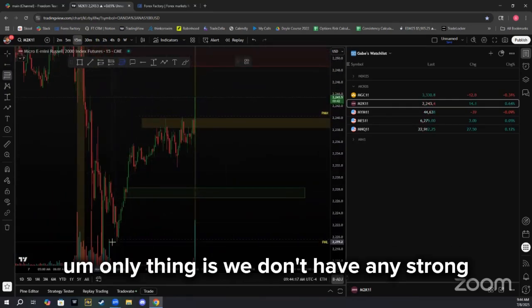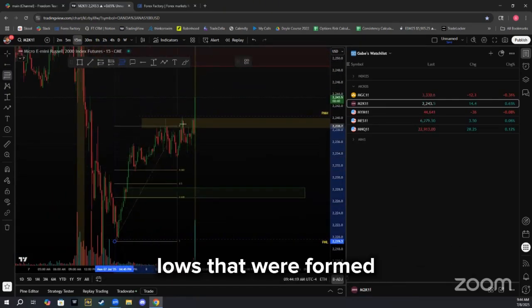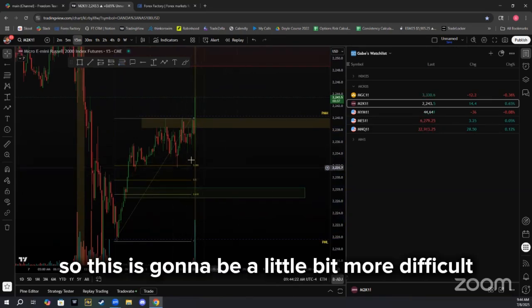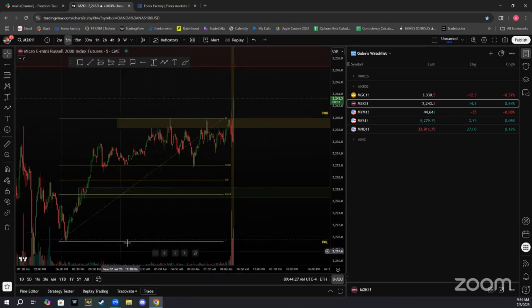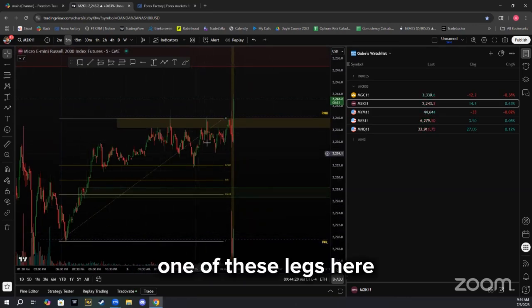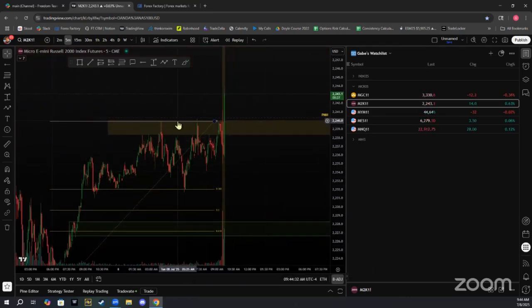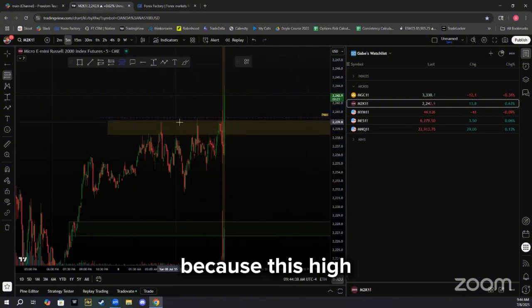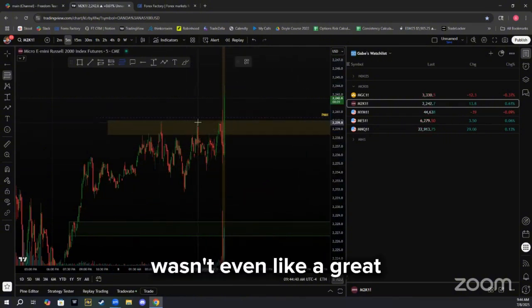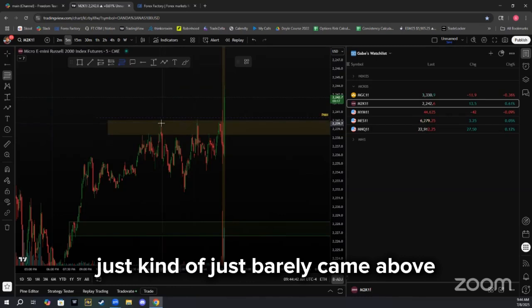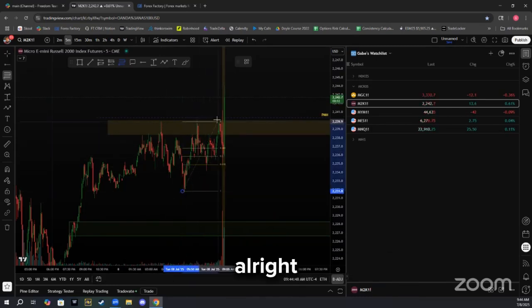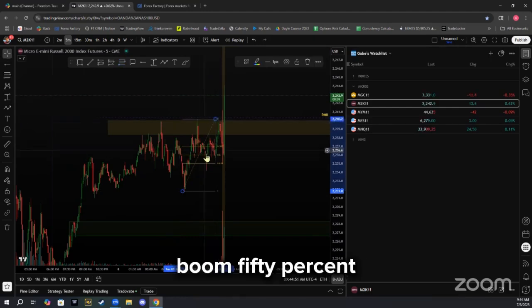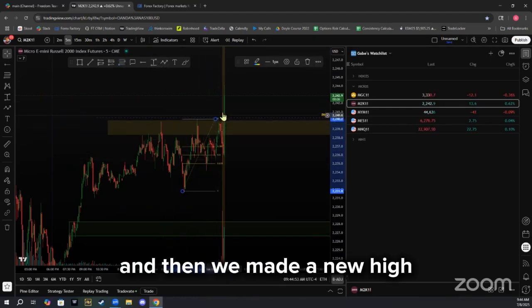Only thing is we don't have any strong lows that were formed on the way up, right? So this is going to be a little bit more difficult to get a good stop loss, unless we use one of these legs here. But even these, I don't love them because this high wasn't even a great breaker structure. It just barely came above, then reversed. But if we were to use this leg, it would be like this, boom, 50% pullback. And then we made a new high.